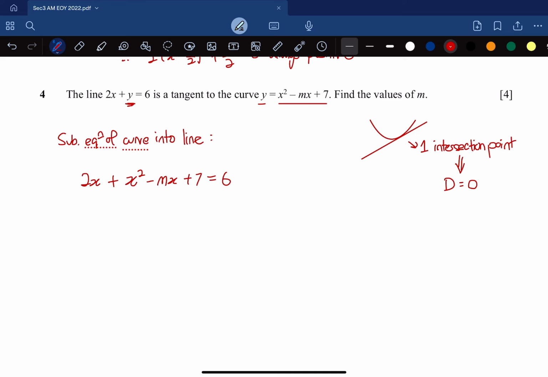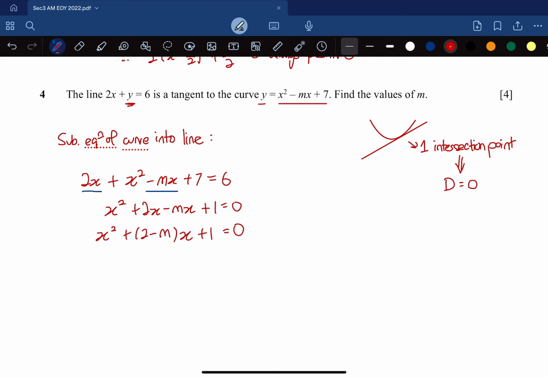Then from here I can simplify this quadratic equation. x squared, I combine all the x like terms, which is 2x and minus mx. This will become plus 2x minus mx. Then 7, I bring over the 6, it will be plus 1 equals to 0. I can simplify this even further by factorizing out the x, which are like terms. x squared plus 2 minus m, x plus 1 equals to 0.